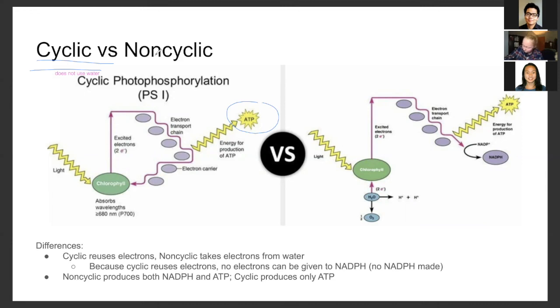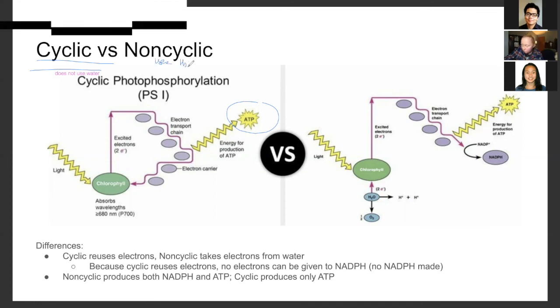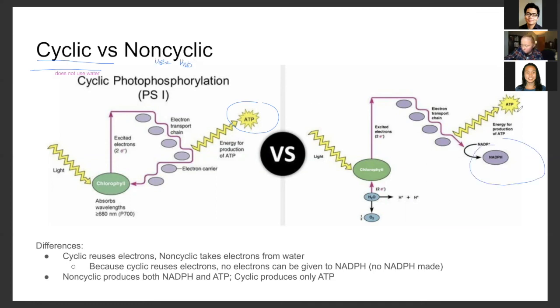On the other hand, non-cyclic uses water, and because we use water, we have an electron source. Hence we produce NADPH and ATP. So that's one thing to remember. I like to remember it that way. Light is involved in both, so that's why I know ATP will be made. But water is only involved in one of them, so you should not produce NADPH on one of the pathways. Feel free to look at these notes in the meantime, but I want to go over the more complicated stuff. Hopefully you remember this from intro bio.